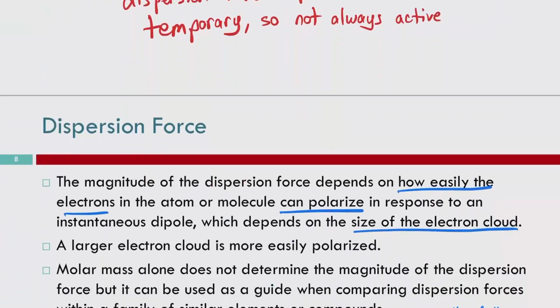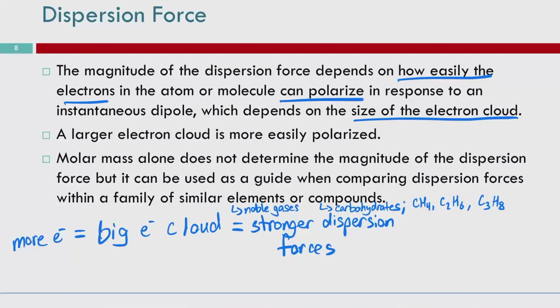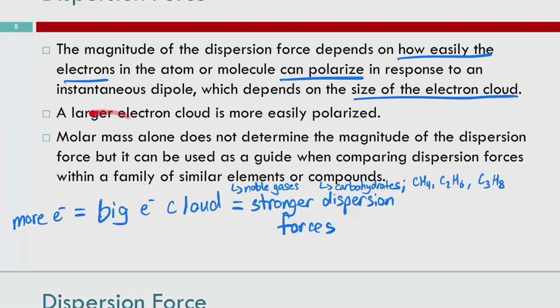This force does get bigger, so the magnitude does get bigger. It depends on how easily the electrons can be polarized, and that depends on the size of the electron cloud. So more electrons are going to cause it to be more easily polarized. So thinking down and to the left on the periodic table, those are going to be larger atoms. Those are going to tend to have stronger dispersion forces. And molar mass, if we're looking at a similar family of elements or compounds, molar mass also scales at the same time that dispersion forces scale.